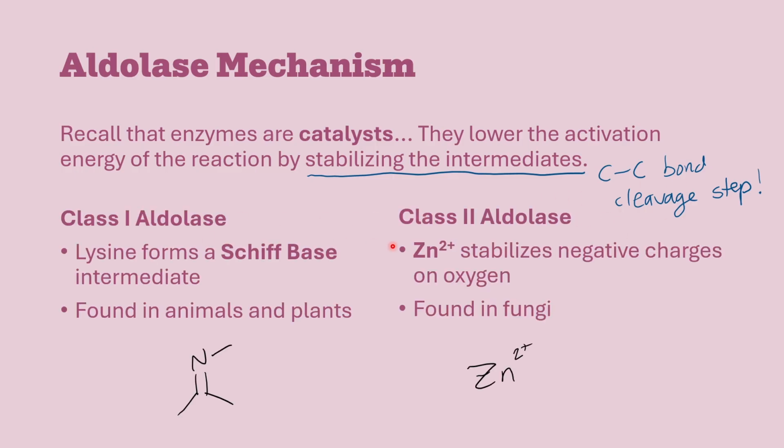There are two classes of aldolases, meaning that we have two different methods to stabilize the intermediate. The class 1 aldolase uses a lysine amino acid to form a Schiff base or imine intermediate. It's found in animals and plants. Class 2 uses a zinc ion to stabilize the negative charges on oxygen. It is found in fungi. We'll first talk about the class 1 mechanism, and then we'll talk about the class 2 mechanism.